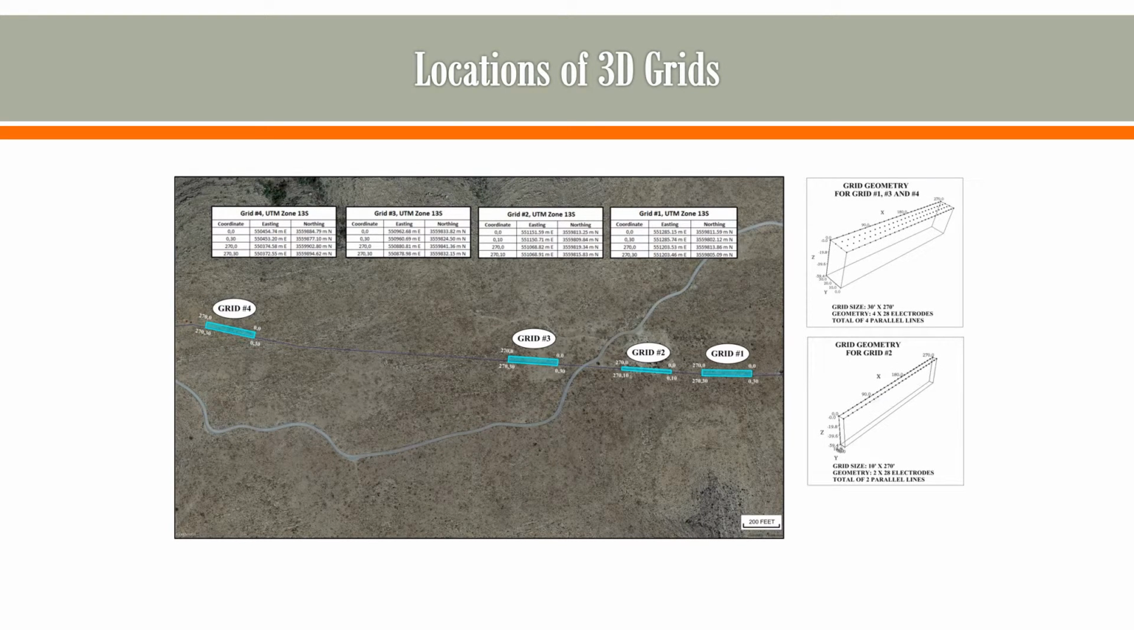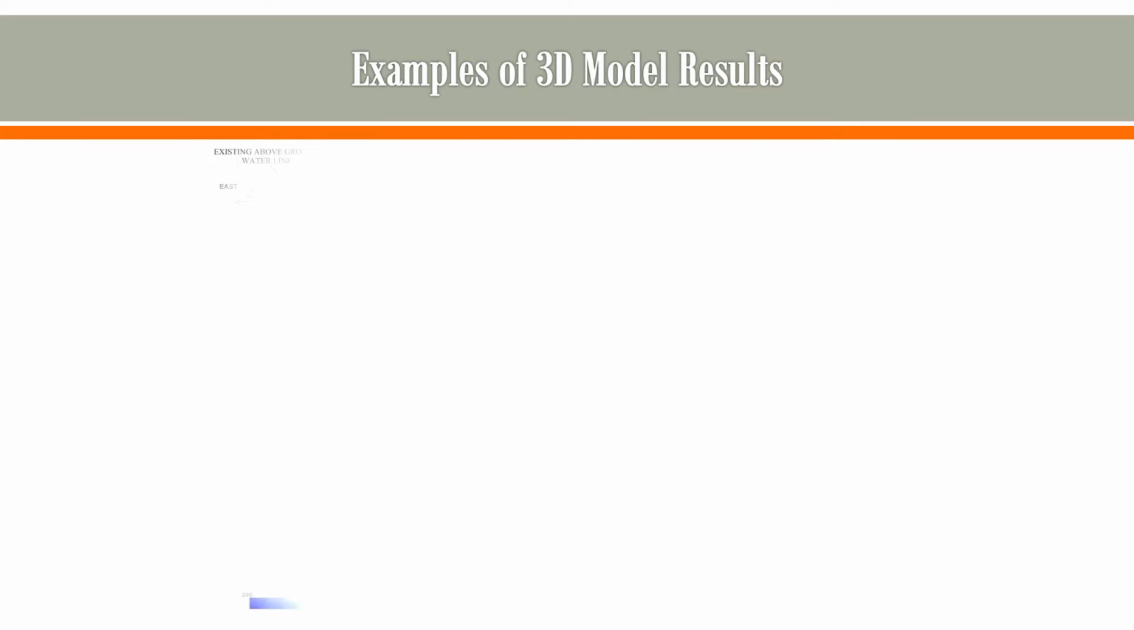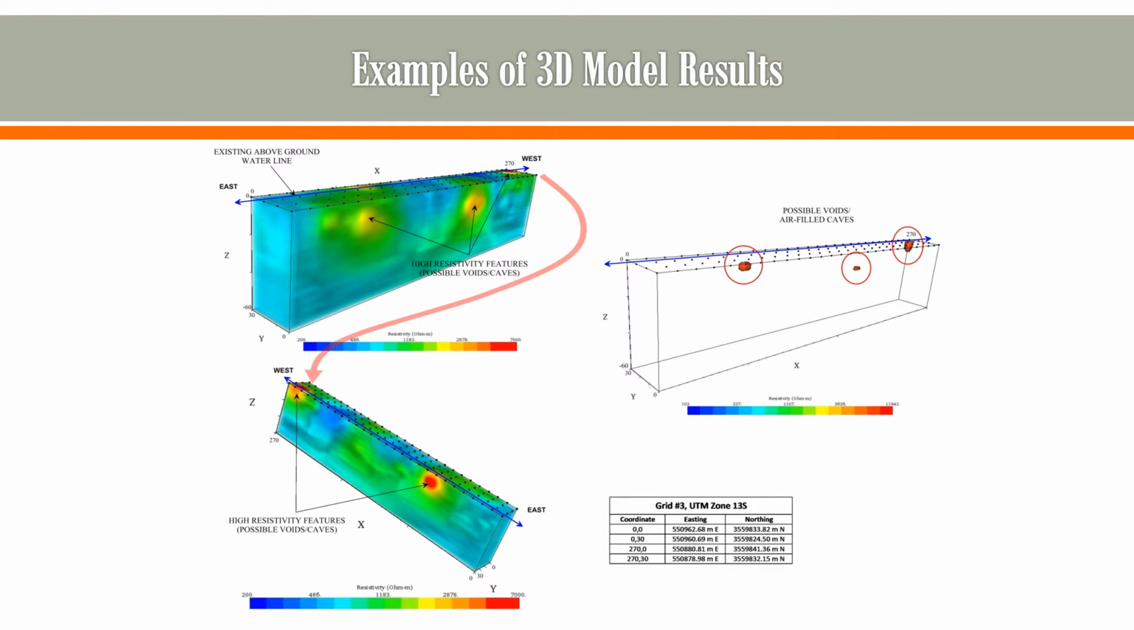We set up 4 different grids at these various locations, and then ultimately ended up with these types of results where we could really constrain the approximate size and depths of these various possible voids and air-filled caves. Here's another example of some of those results where we have 3 different possible voids. These are all pretty small, about 5 to 8 feet in diameter.